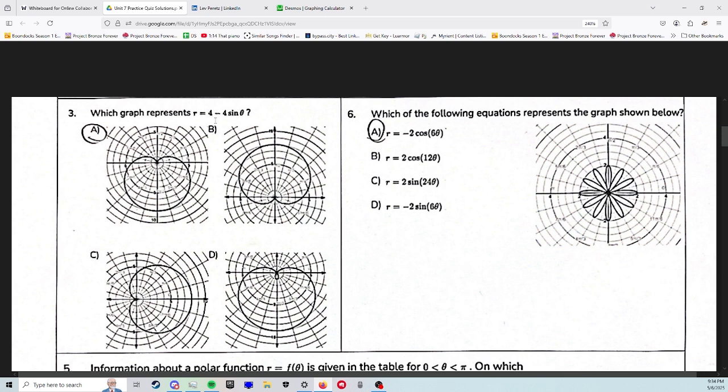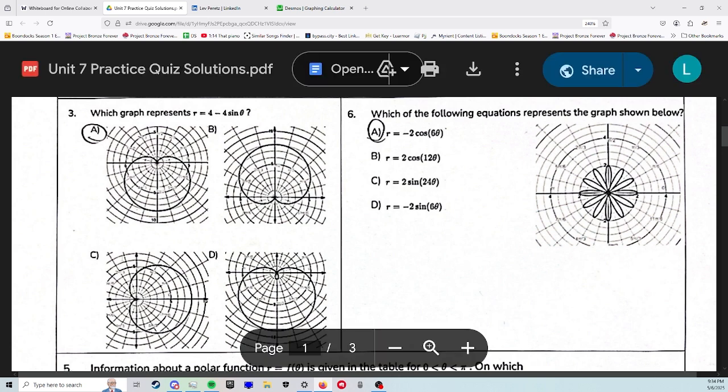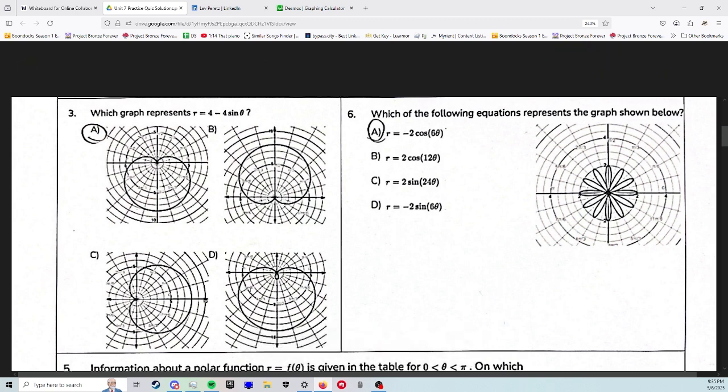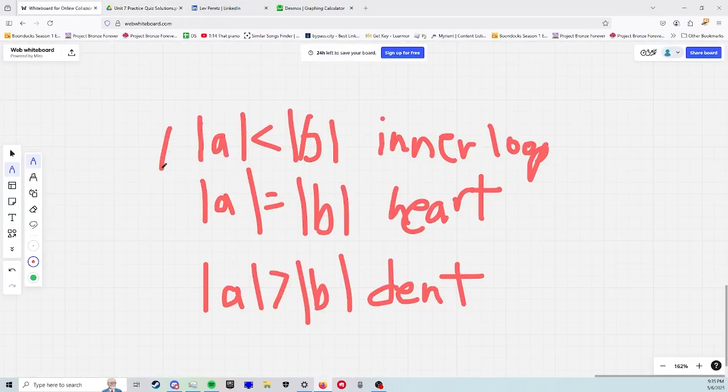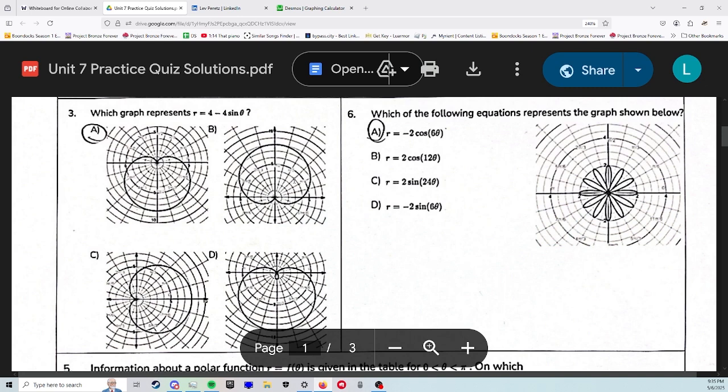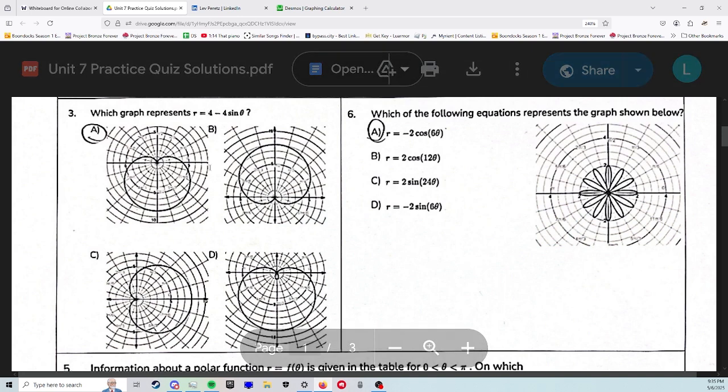So 4 minus 4 sine theta, we can immediately rule out C, because this is going for cosine, and we can rule out D because we know that it's a heart and it's not an inner loop, which is this one here. I'll label this. So we know it's not an inner loop. And minus 4 sine theta means it's going down, which means it's negative.